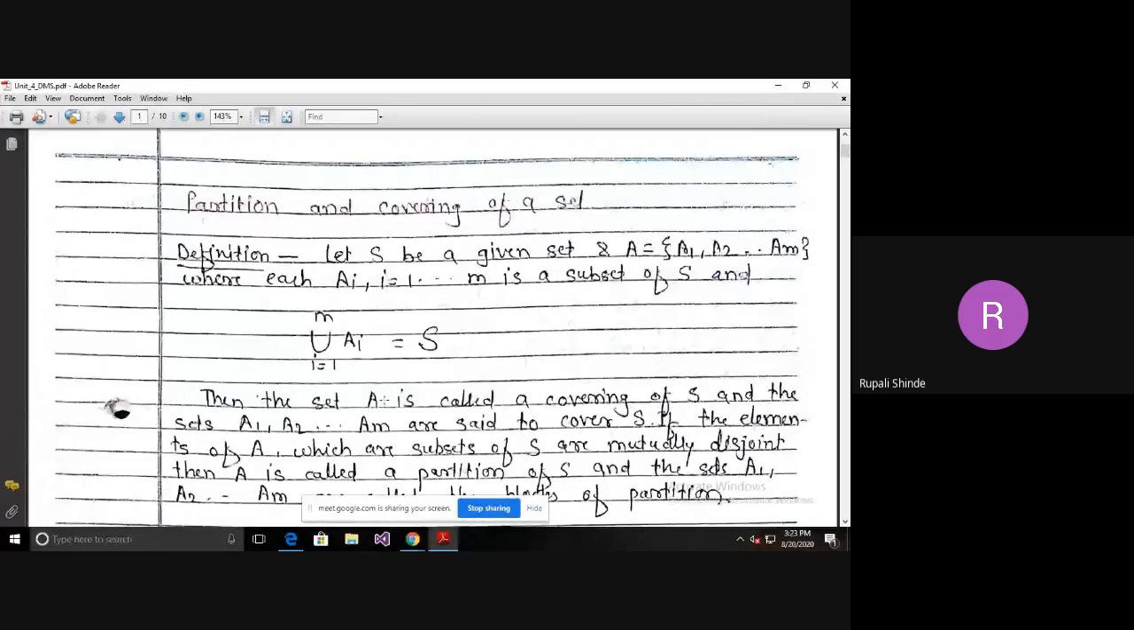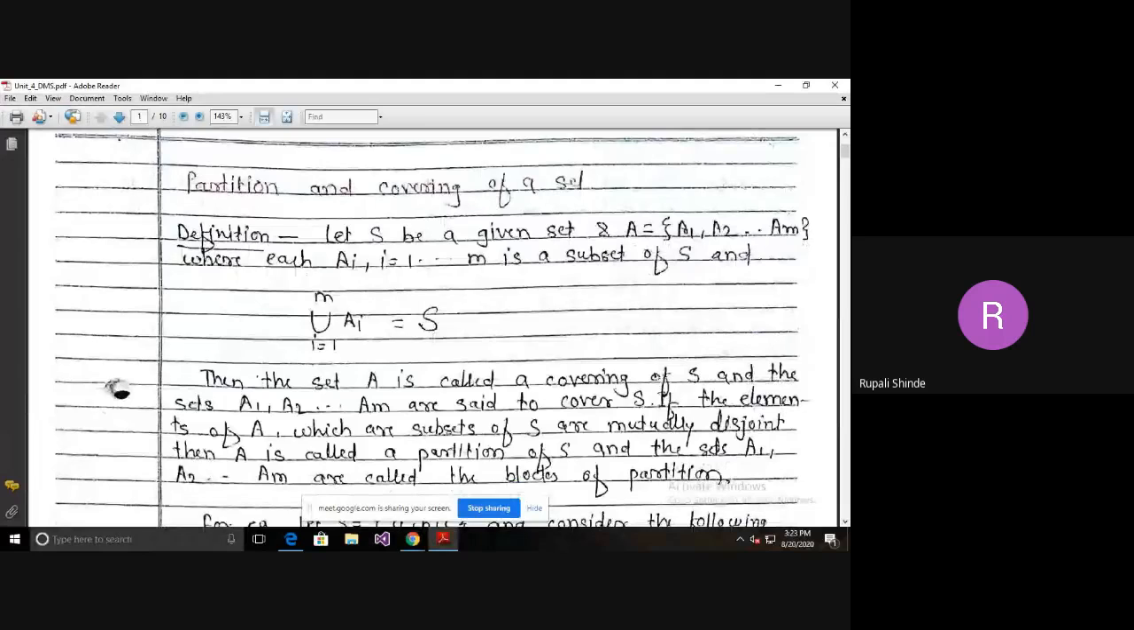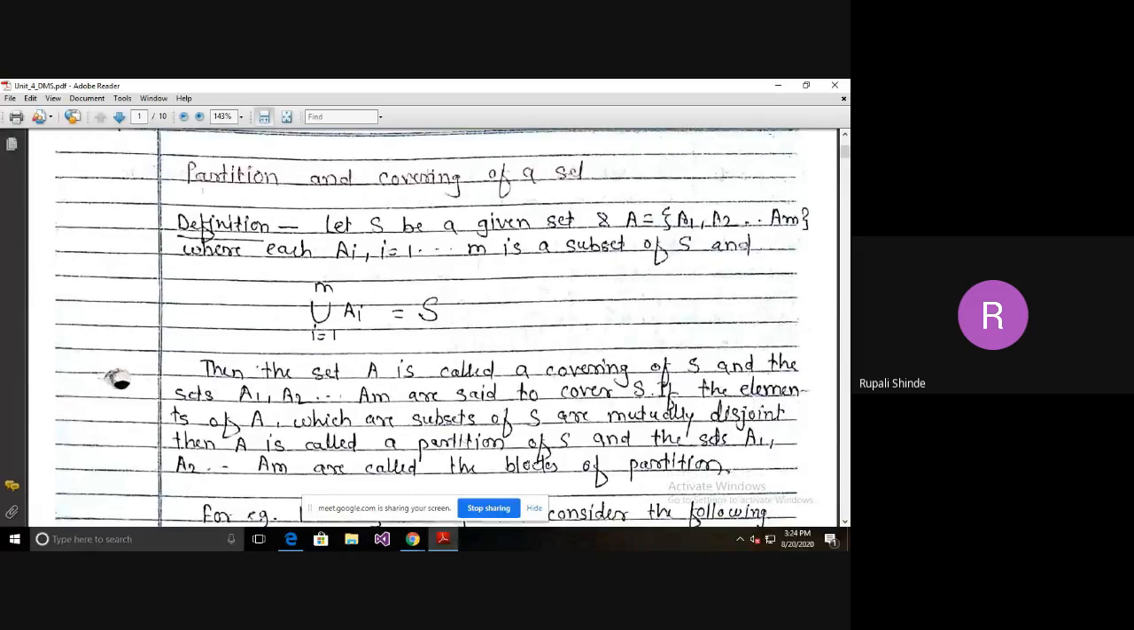So here we can say that A is a covering of S because A contains all the elements of S, and those elements are A1, A2 up to Am, and the sets A1, A2, Am are said to be a cover of S. If the elements of A, which are subsets of S, are mutually disjoint, then A is called a partition of S. So here it is the concept of partition.